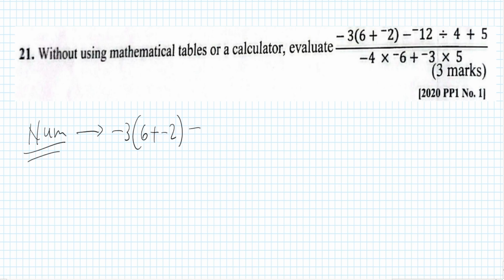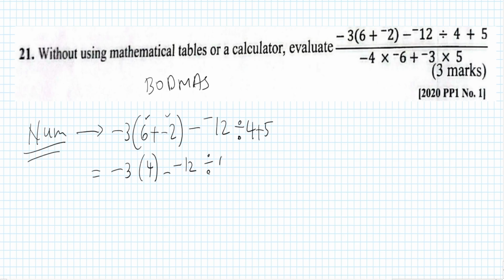6 plus -2 minus -12, then divide by 4 plus 5. Okay, after doing that, open the bracket because BODMAS starts with the bracket. So let's open up -3. 6 plus -2 is just 6 minus 2, and 6 minus 2 is 4. Okay, minus -12 divided by 4 plus 5.